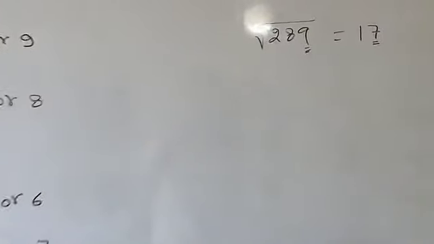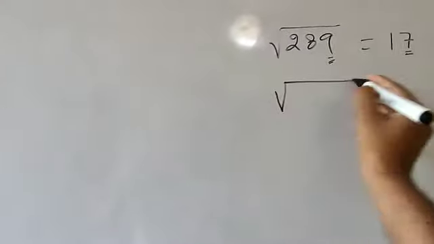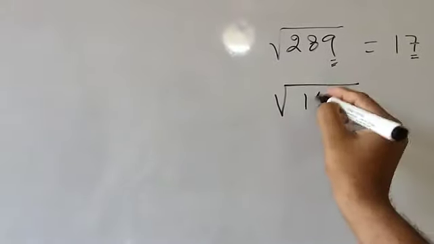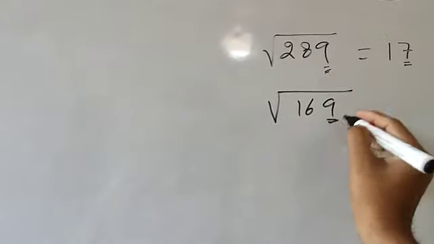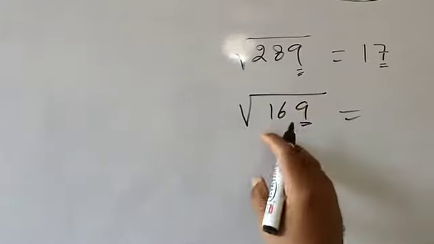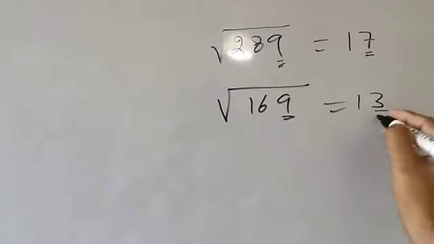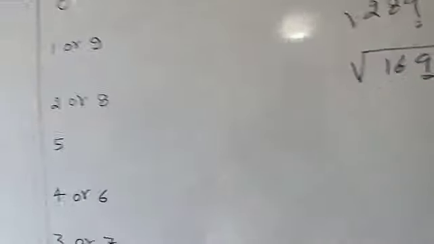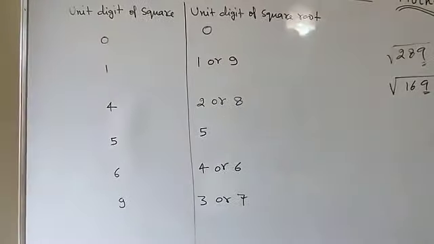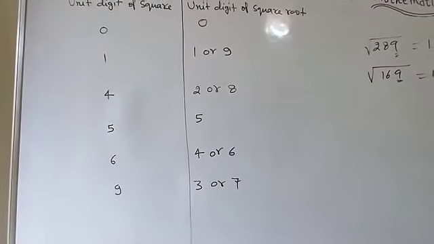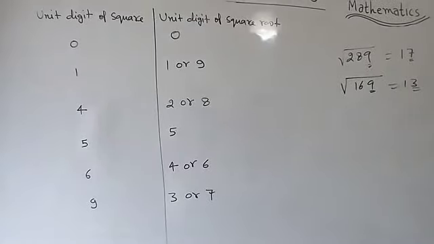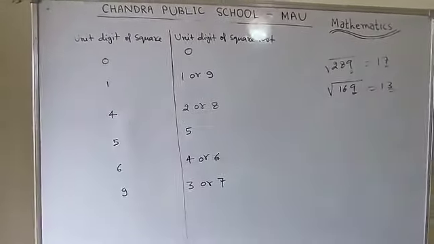If I take the example, suppose 169. So what is the unit digit here? 9. Then the square root of 169 is 13. So its unit digit is 3. So if the unit digit of the perfect square number is 9, then you can find 3 or 7, either of the numbers. So students, you need to write that table.